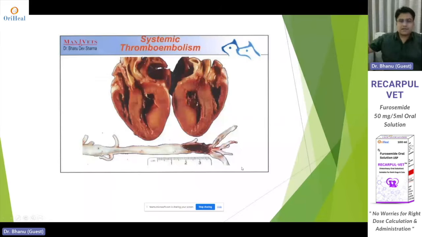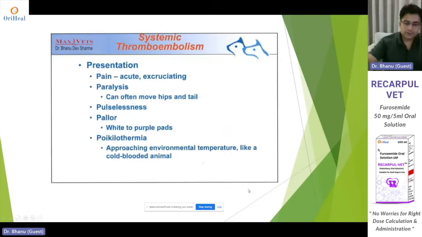So coming to the last few slides, systemic thromboembolism is a common sequela to a lot of advanced cases of cardiac diseases in cats. In cases of HCM, RCM, DCM, a thrombus sometimes can be formed because of the stasis of blood in the cardiac chambers. When this is formed, these cats many times are presented to you with hind limb paralysis and severe pain, and the pads would be cold. There would be cold extremities.